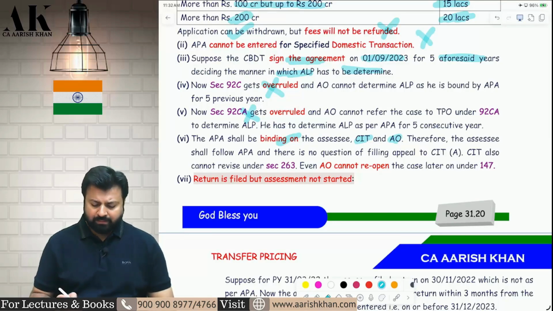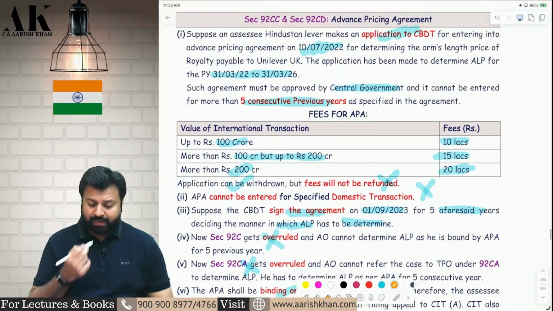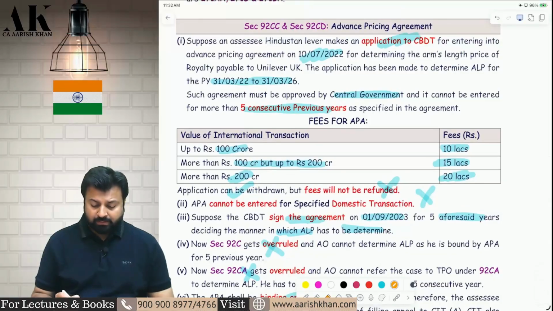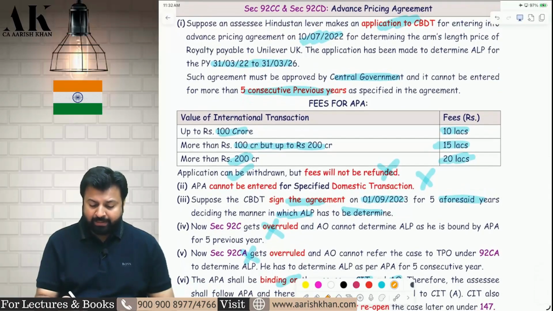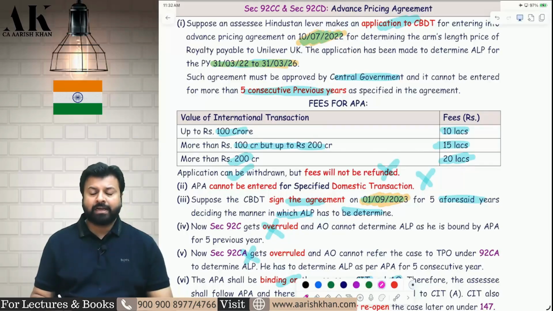Now, let's take some important dates. The entire discussion is on dates now. Just try to understand that you made an application on 10th of July 2022 for these 5 years. And on 1st September 2023, CBDT has already signed the agreement.